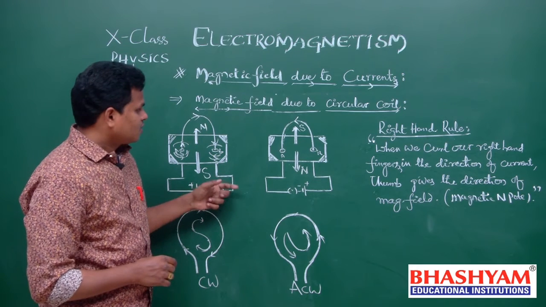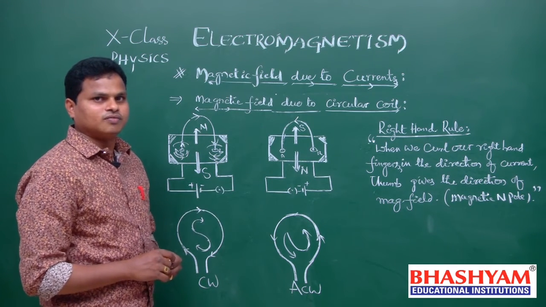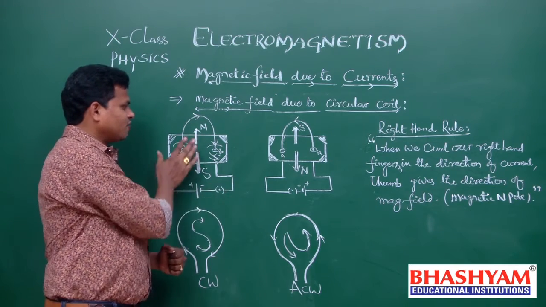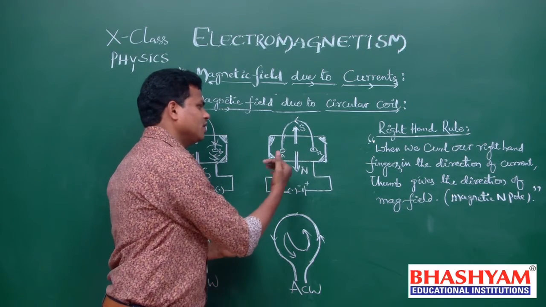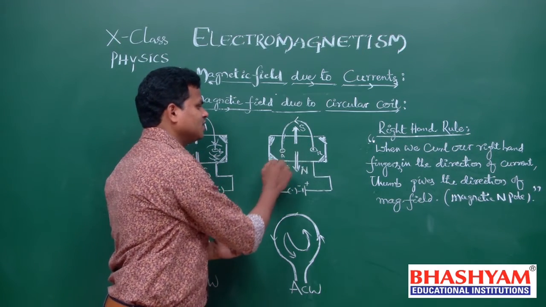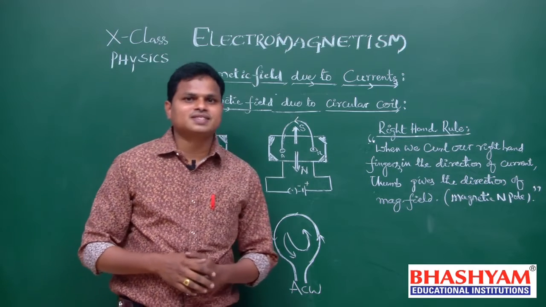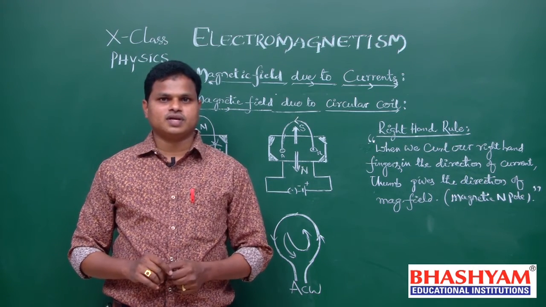From this concept, what you understood is that when the current passes through the coil in a clockwise direction, the face of the loop acts as a south pole. When the current passes through the coil in an anti-clockwise direction, the face of the loop acts as a north pole. Let us see the magnetic field due to a solenoid. Okay, students?